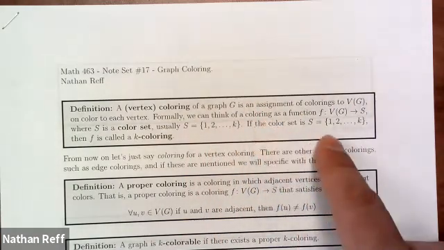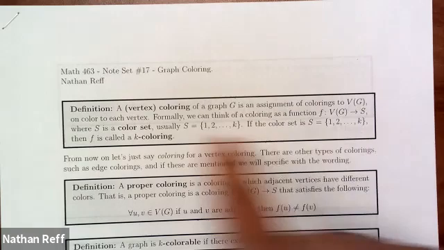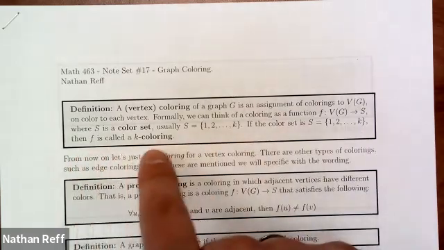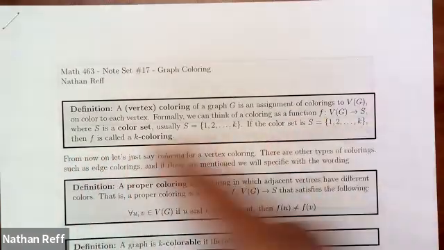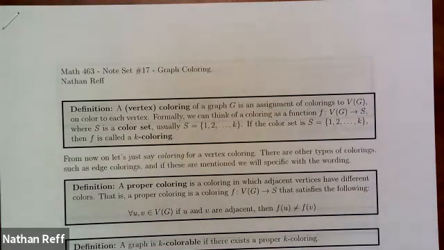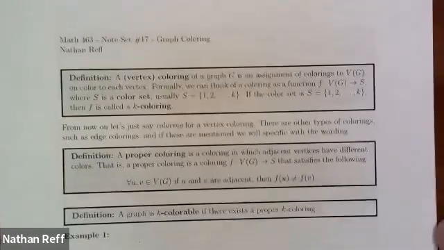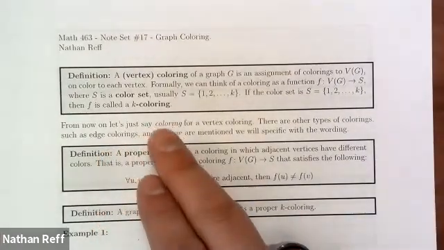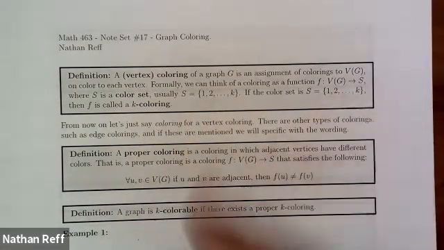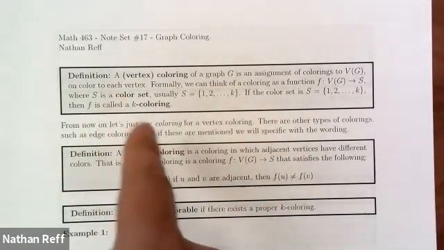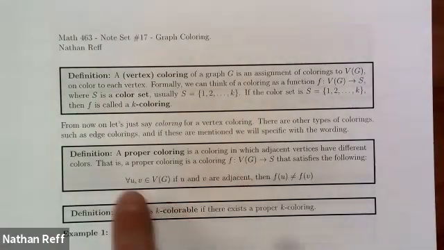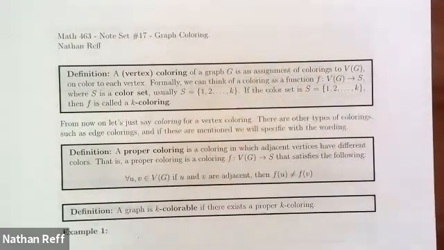And if your coloring set is that set right there, then we call F a k coloring, because you're using essentially k colors there. And it's a lot faster to use numbers than to actually take out your pens and try to draw all the colors. But you can, of course, think of each of them as some kind of individual color. Okay, so from now on, we'll just say coloring when we're talking about vertex coloring. And then any other type, we'll make sure to add the designation there. Okay, so that's a coloring, pretty general.